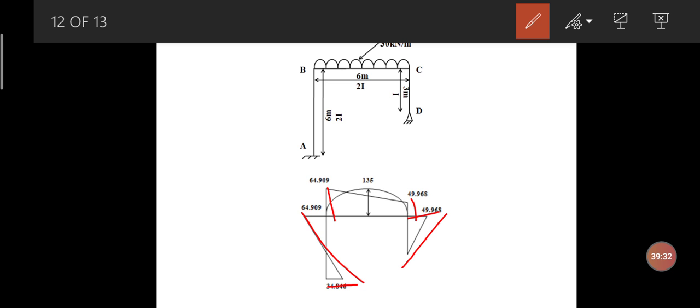Apart from that, I need to find out the maximum moment for the BC span, which is having the uniformly distributed load. So for the BC span, the maximum bending moment is equal to WL square by 8. So W is 30, L is 6 meters. So 30 into 6 square divided by 8. If I do that, I will get it as 135, which is the parabolic variation which I have got. So I have incorporated it in the bending moment diagram here itself.